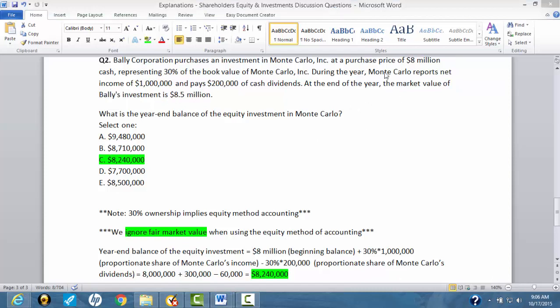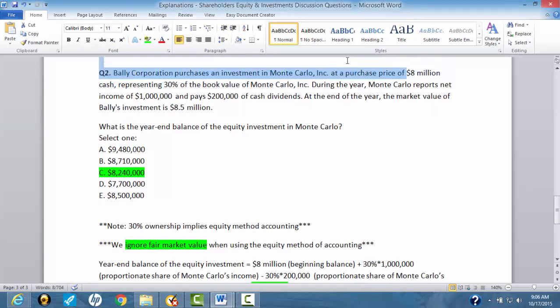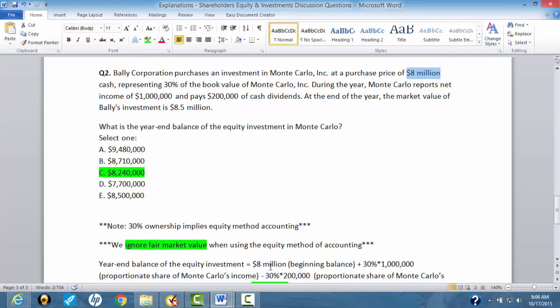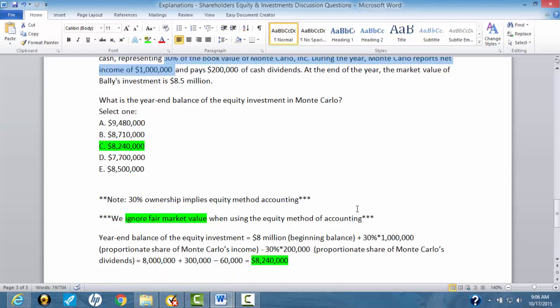So let's begin our analysis. We start off with the value of the investment purchased, and that is 8 million. So that is our beginning balance. We recognize a portion of the income reported by Monte Carlo, and it will be 30% of 1 million. That gives us 300,000. That portion of the income is added to the investment account.